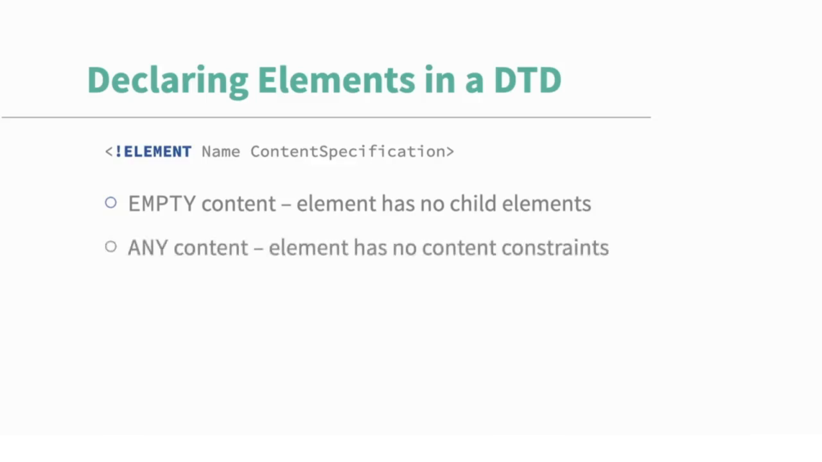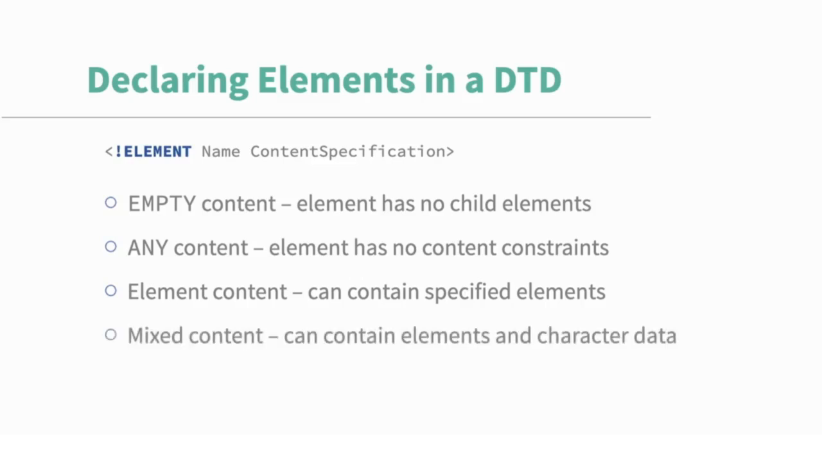Next is the any content model, which is the opposite from empty. This means the element has no content constraints whatsoever. It can contain pretty much anything. Then there's the element content model, which means that the element can contain the child elements that you list for the content specification, but that's it. You can't put other elements that are not inside the content specification inside that element. And then finally, there's the mixed content model, in which the element can contain both other elements and character data.